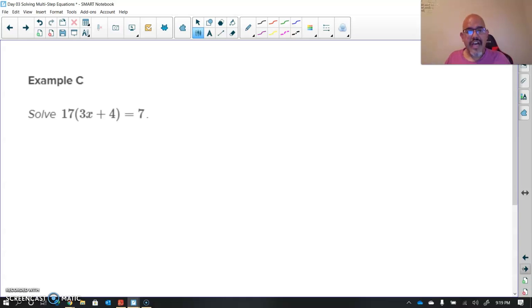In this case, I would go ahead and distribute the 17, because 7 is not divisible by 17. It's not a multiple of 17, so it doesn't have any nice numbers. 17 times 3x plus 4 equal to 7. So that's going to be 30 plus 21, so 51.